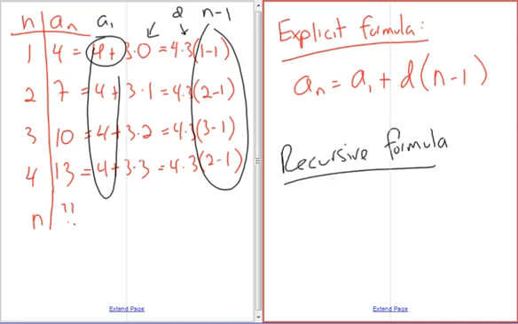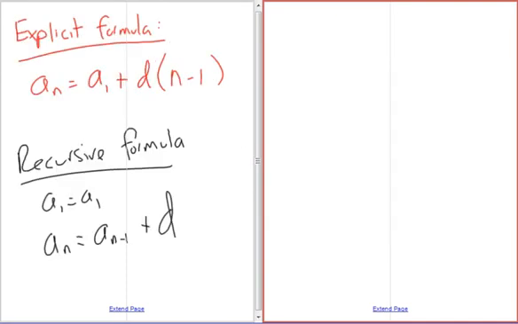We can also talk about the recursive formula, where the first term is normally given to you, a sub 1 equals a sub 1, and the nth term is equal to the n minus 1 term plus d. If you're looking for the 10th term, that's equal to the 9th term plus the common difference. If you're looking for the 9th term, that's equal to the 8th term plus the common difference. Okay, and we can build it. We'll look at an example of how to use that recursive formula, how to build up a sequence from it.